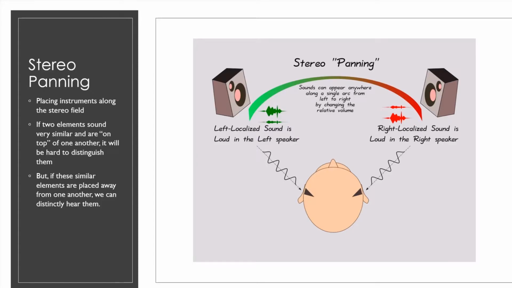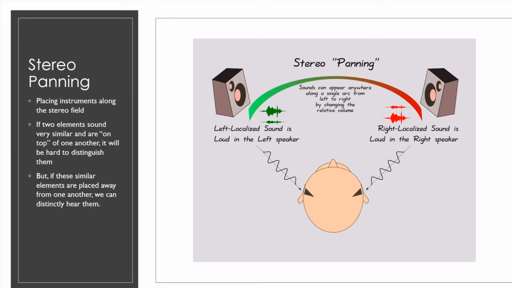The first way in which we can do that is called panning. And in our case, I'm just going to focus on stereo panning. So by stereo, I mean we have two channels of audio, a left and a right. And we can place instruments along this stereo field in terms of where we perceive them coming from physically. Does something seem like it's coming from the left or the right or the center? And where is it placed along all of those options?